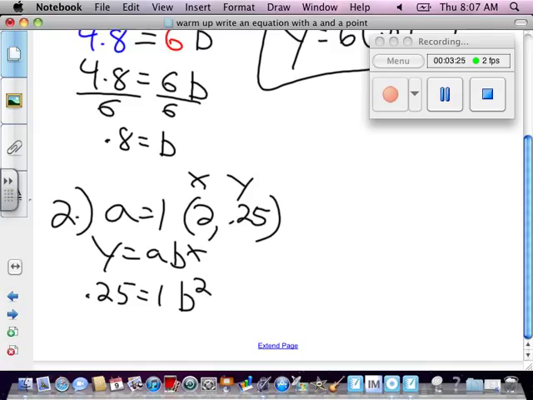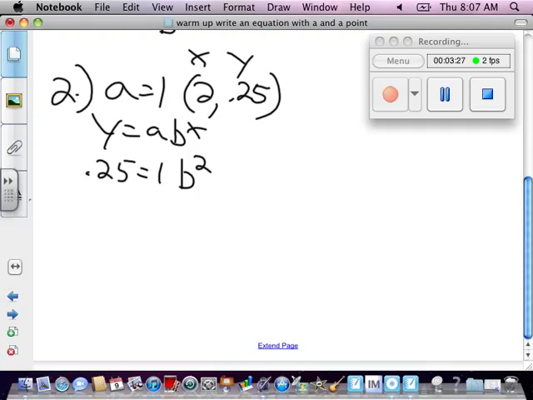All right, let's look at this first. This is a little bit harder. We don't know if something's squared, right? What's 3 squared? 9. So it's going to change whatever b is. So we can't just get rid of that squared. Well, we can get rid of that 1, right? If we divide both sides by 1, we end up with 0.25 equals b squared.